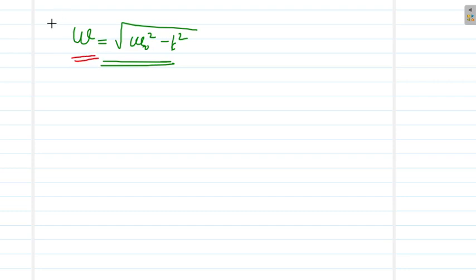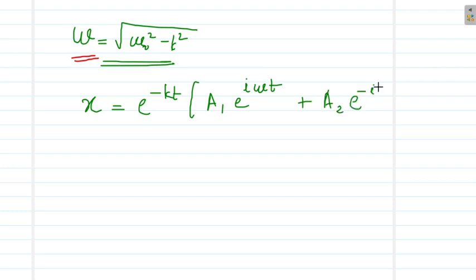Now let us rewrite the equation for X as e raised to minus kt into A1 e raised to I into omega t plus A2 into e raised to minus I into omega t.